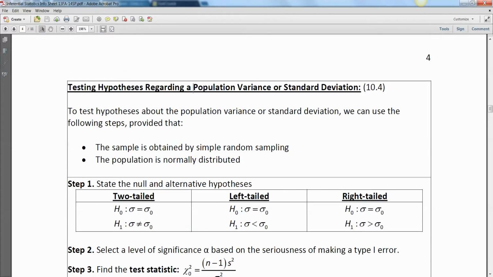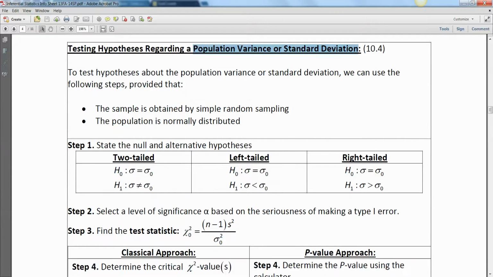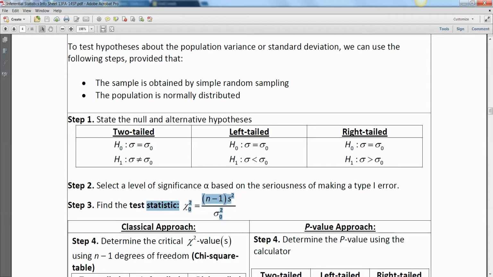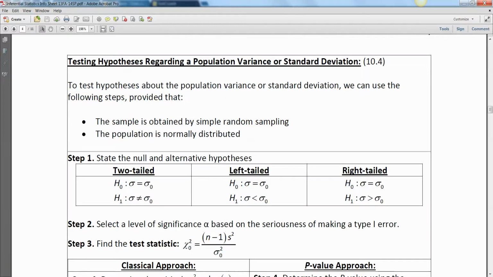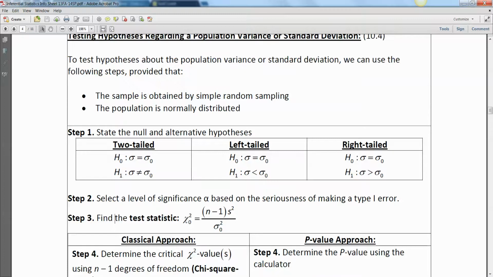Which is why, if you look back at your inferential statistics cheat sheet, I say testing hypotheses regarding a population variance or standard deviation, because it doesn't matter which one you're working, right? You just have to be careful. If you're working variance, then you square it. If you're working standard deviation, then you leave it. The chi-square statistic is built off of variance. Variance is the one that really matters, but it's easier for 100 level students to think of it as standard deviation, so be it. But they're basically one and the same.